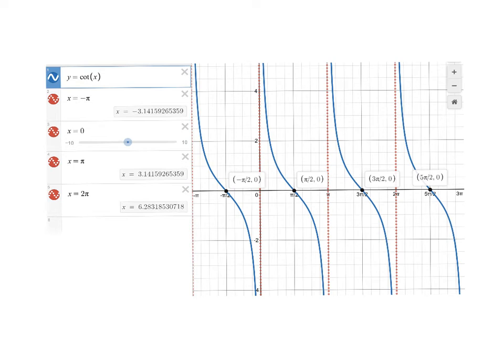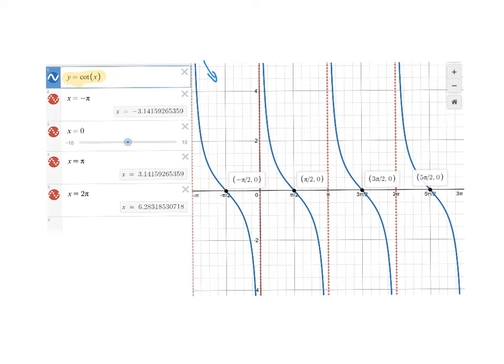So here I've graphed y equals cotangent of x. It has a similar feel to y equals tangent of x, but there's a couple important distinctions. First of all, notice that the graph is going in the opposite direction from left to right. It starts high and it goes down low, right? Whereas the tangent function started low on the left and high on the right for any cycle.